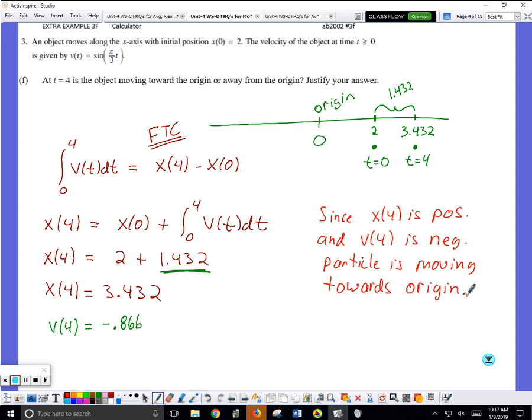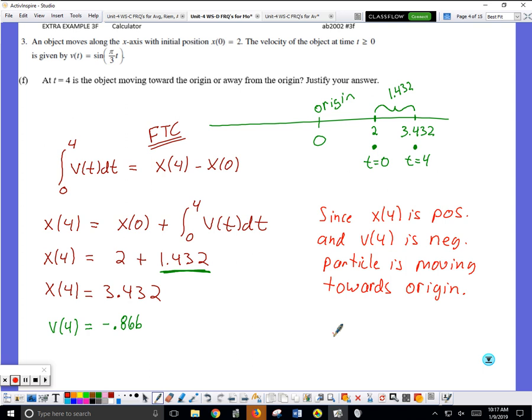Good questions. Other comments, questions, anything? You have to have this work or you will lose points. You have to show how you are finding the position. You have to have the sentence, you don't get the point either, because it says justify your answer.